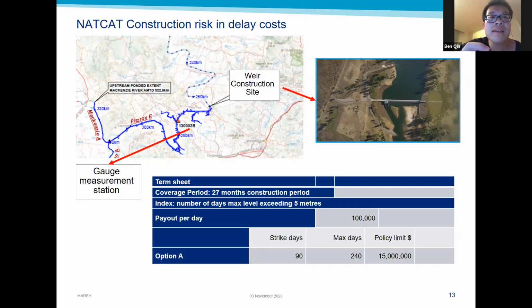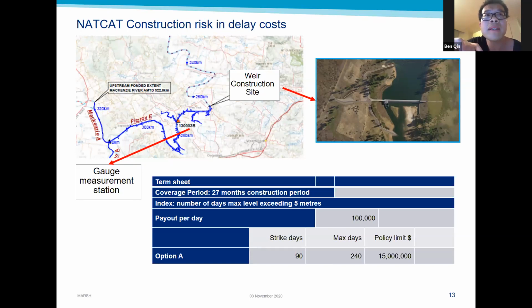So it attaches straight away to the measuring station upstream, as indicated by that lower red arrow there, and it looks at simply how many days have been inundated, right? How many days has this river been inundated or flooded? And if it exceeds a certain threshold, it just means that it's going to blow out the project costs.